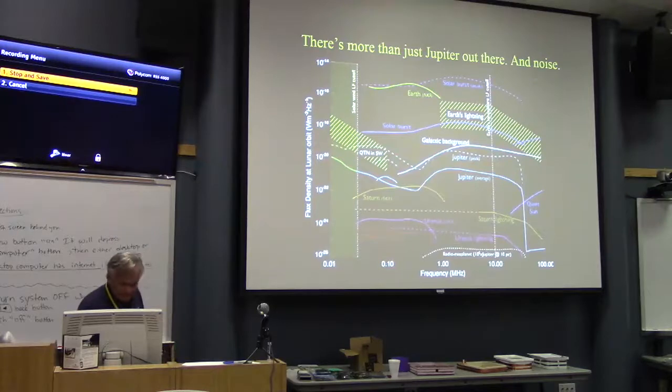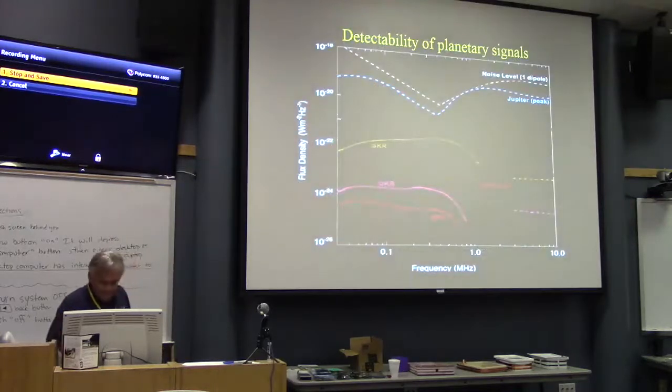So this is an attempt to show the noise as experienced by just one dipole. And there's Jupiter, that's not so hot. All the others are even lower. So anything we do out there, we have to say, can we do anything with this noise? And I think we probably can.